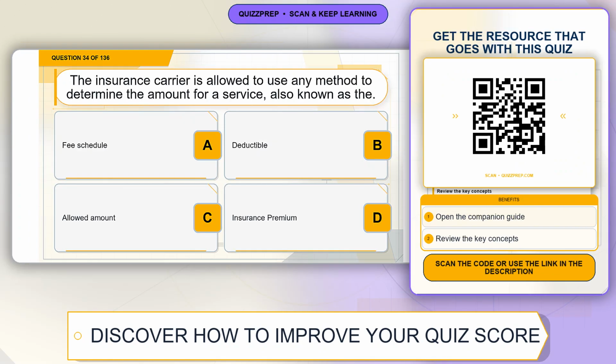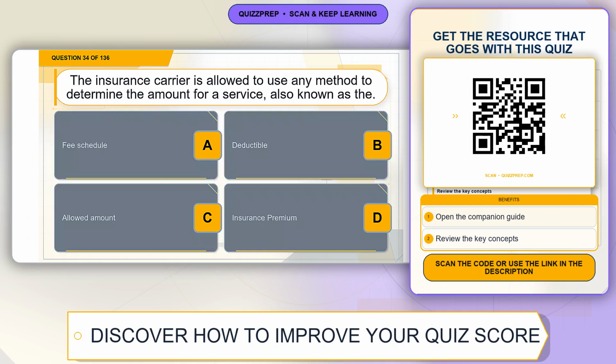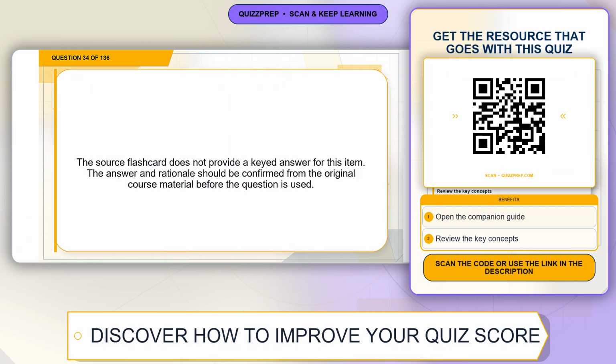Question 34. The insurance carrier is allowed to use any method to determine the amount for a service, also known as the Option A, fee schedule. Option B, deductible. Option C, allowed amount. Option D, insurance premium. The correct answer is not shown. Explanation: the source flashcard does not provide a keyed answer for this item. The answer and rationale should be confirmed from the original course material before the question is used.